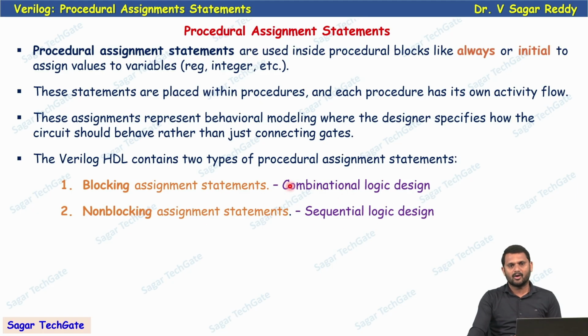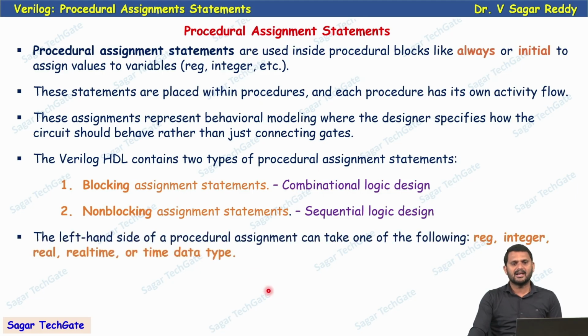To model combinational logic behavior, we'll use blocking statements. The left hand side of a procedural assignment can take any one of the following: reg, integer, real, time, or realtime data types. So what are all these? These are all called variables. These are the variables in the Verilog data types.